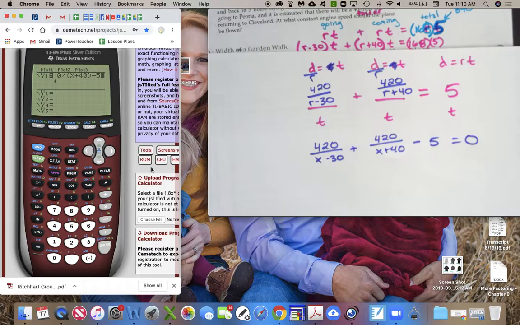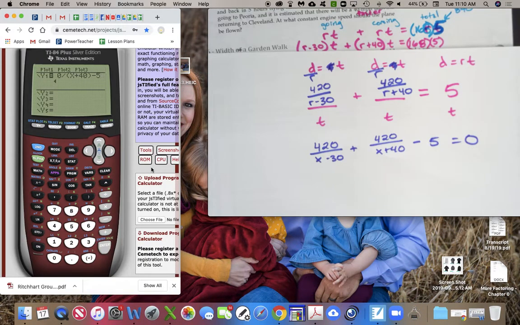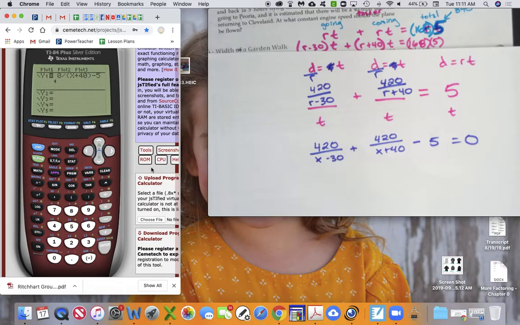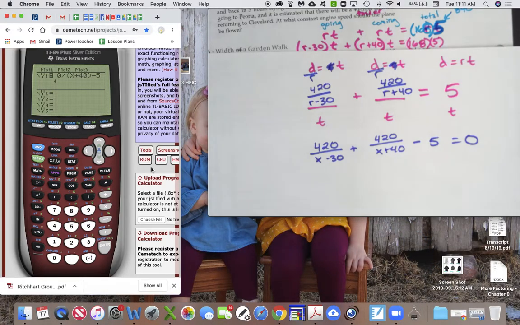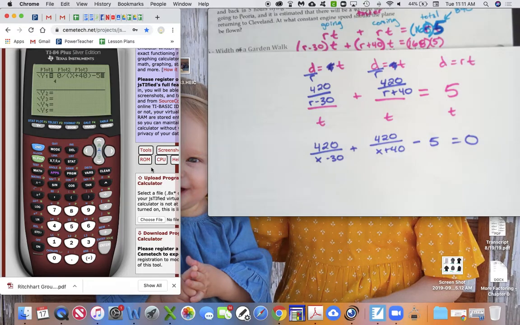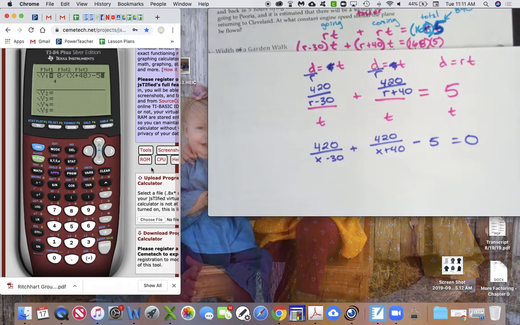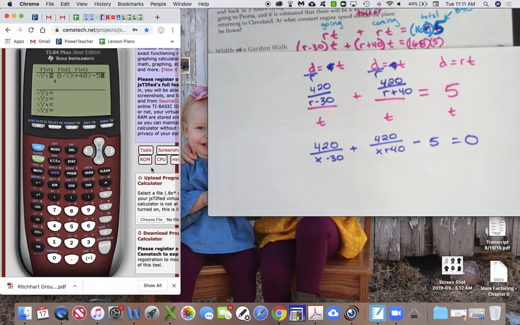I can't see your screen. You do 420 divided by parentheses x minus 30, plus 420 divided by parentheses x plus 40. Wait, you get negative 3 point something. I think I forgot the extra part. Okay, minus 5. There you go. Good, I got negative 3 point something.